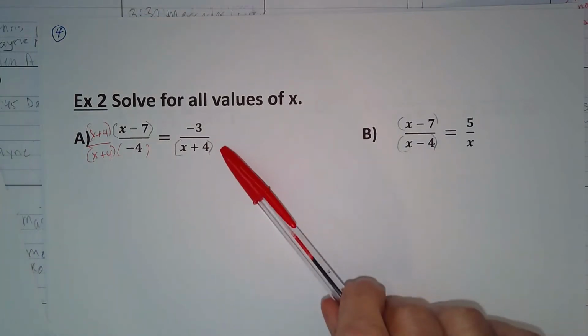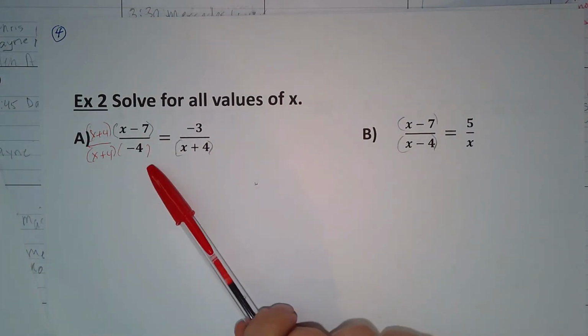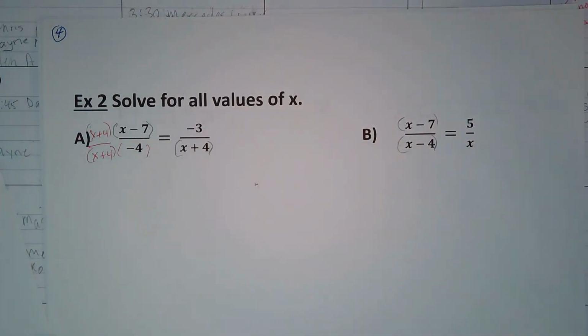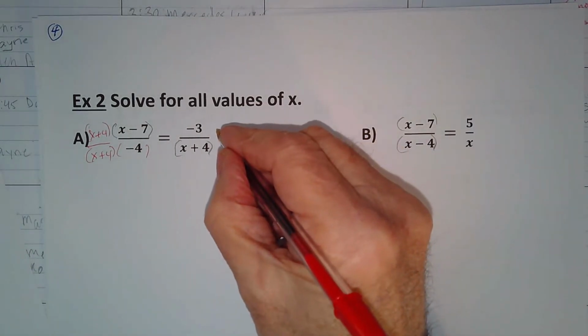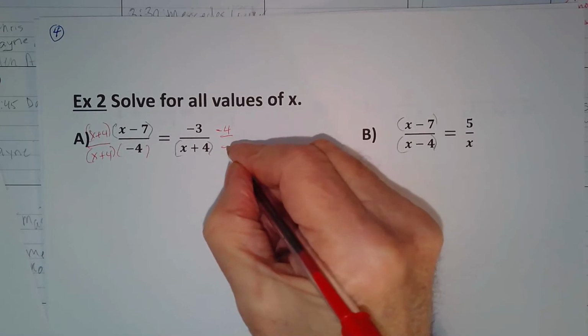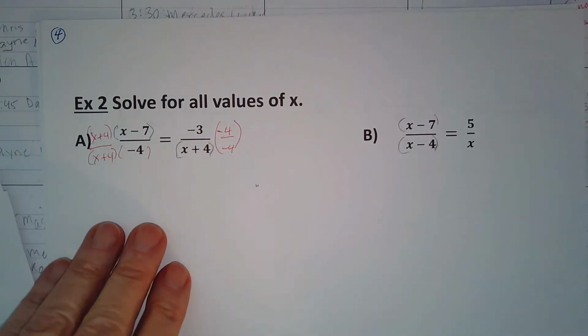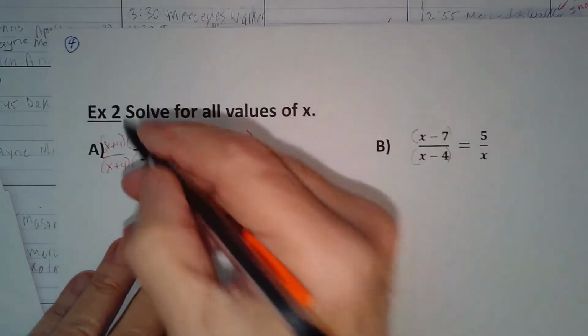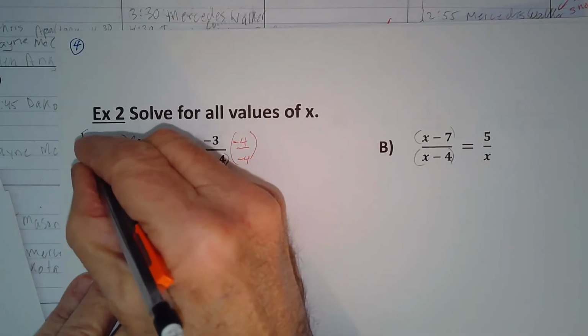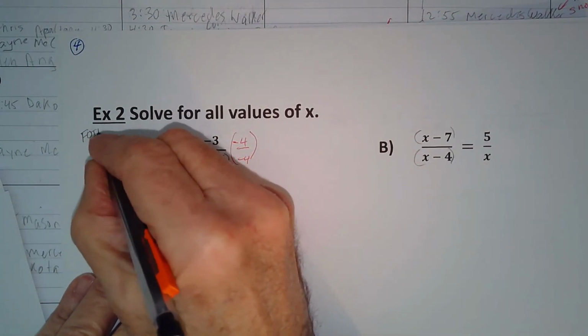And then I have negative 4 over here, so I'm going to have to multiply the second fraction times negative 4 over negative 4. Okay? All right, so notice here I'm going to have to FOIL this. Can't get rid of it.